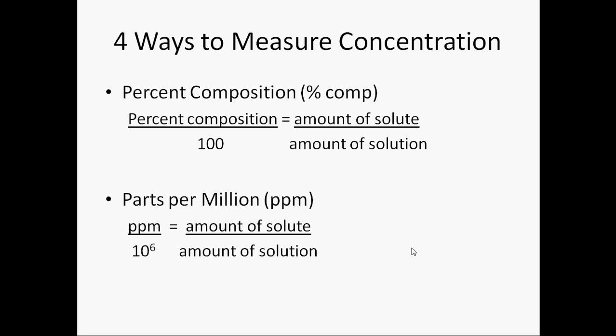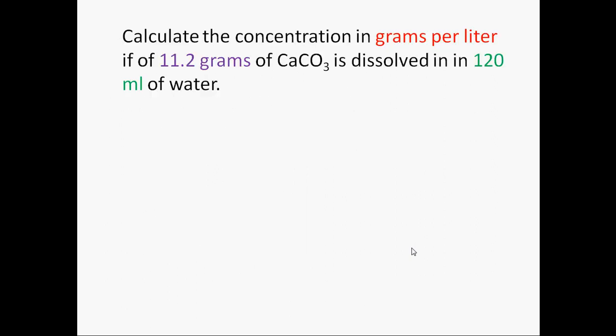For the rest of this video, we're just going to do some practice problems just to get you nice and comfortable with it. All right. So here's our first one. Calculate the concentration in grams per liter of 11.2.